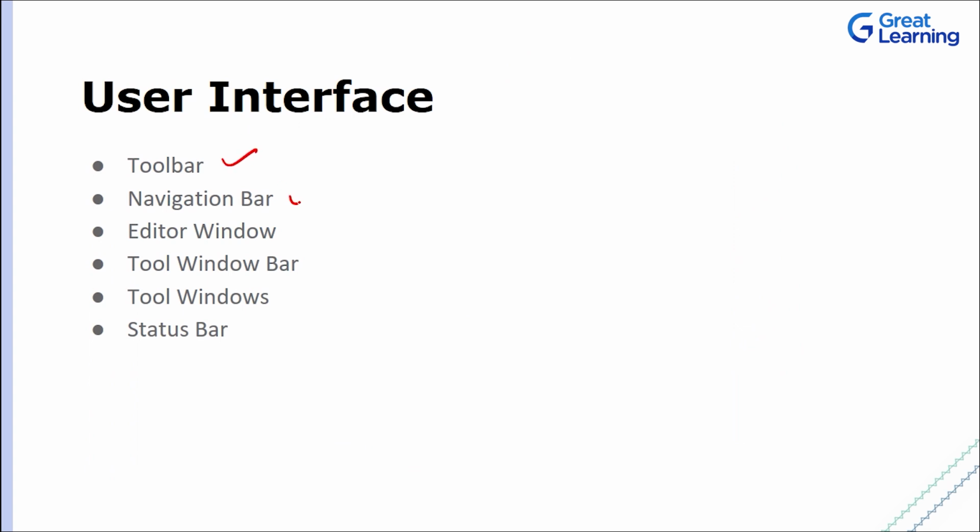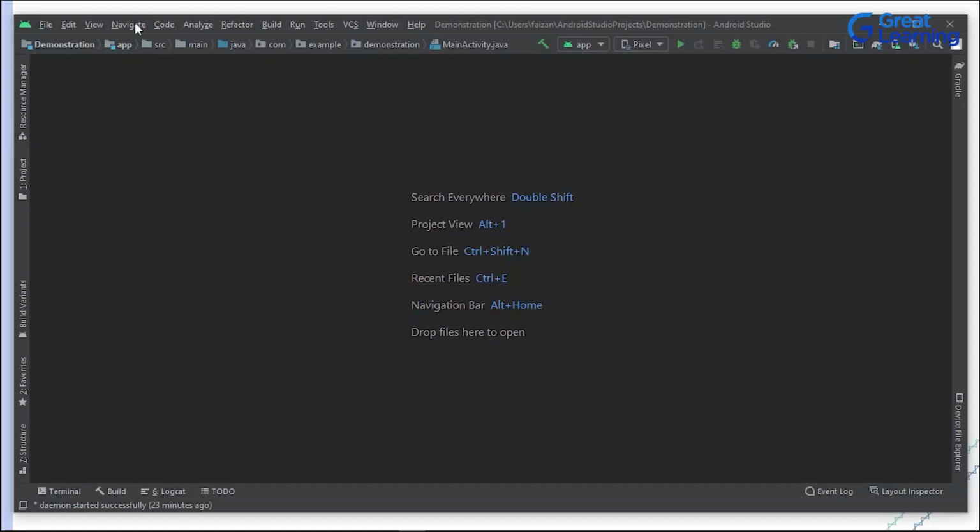So toolbar, navigation bar, editor window, tool window bar, tool windows, and status bar. So this is your toolbar, right? And this is your navigation bar. These are your panels which you have seen. These are known as your tool window bars.